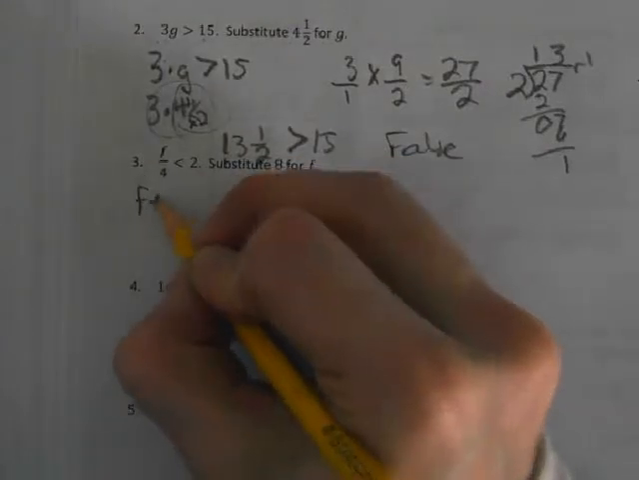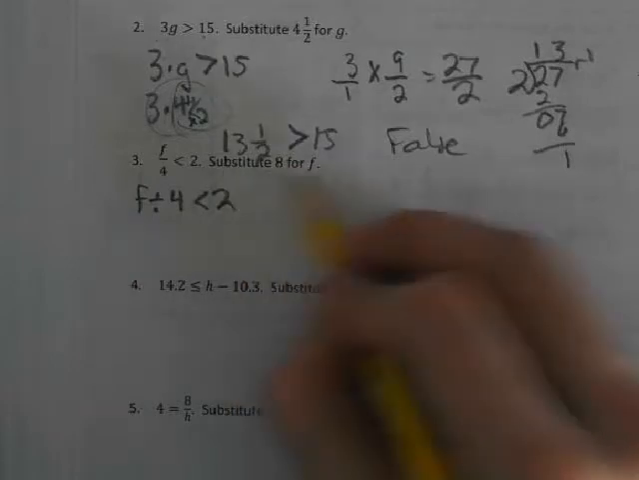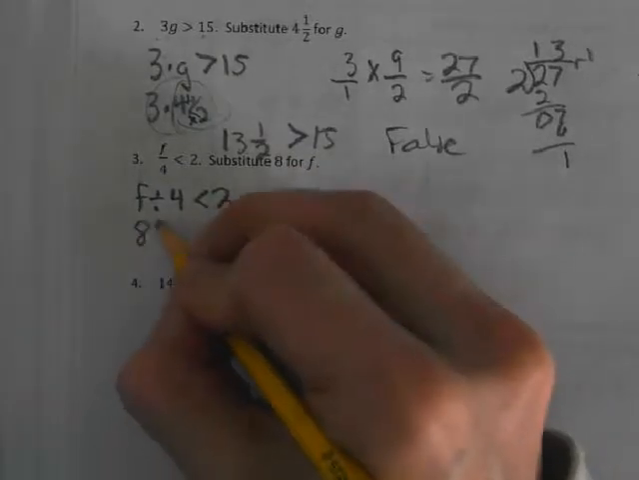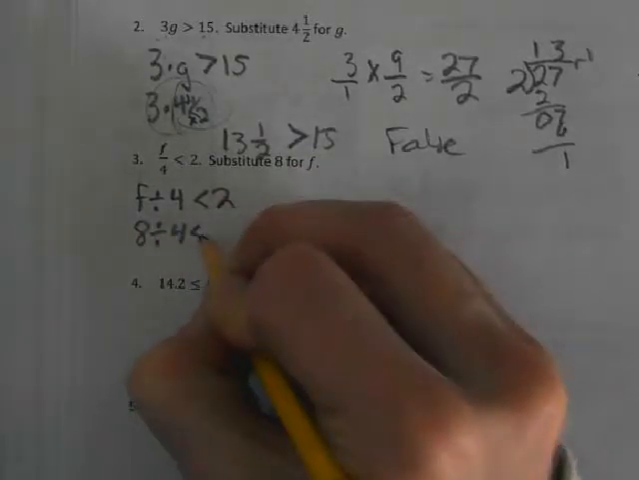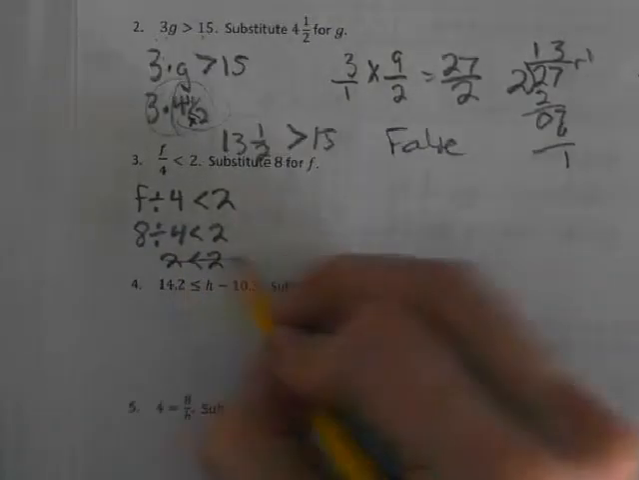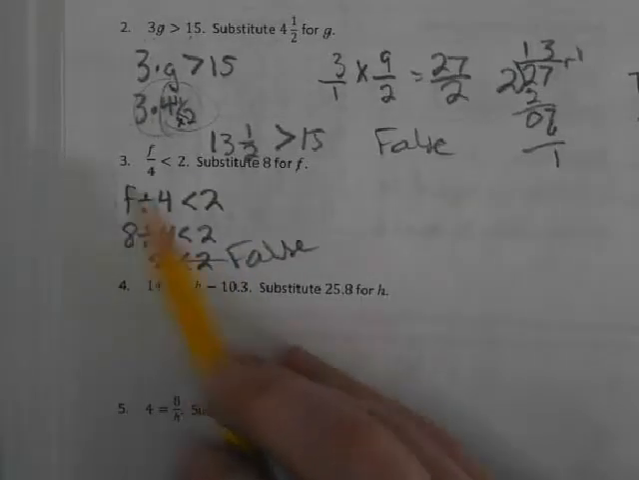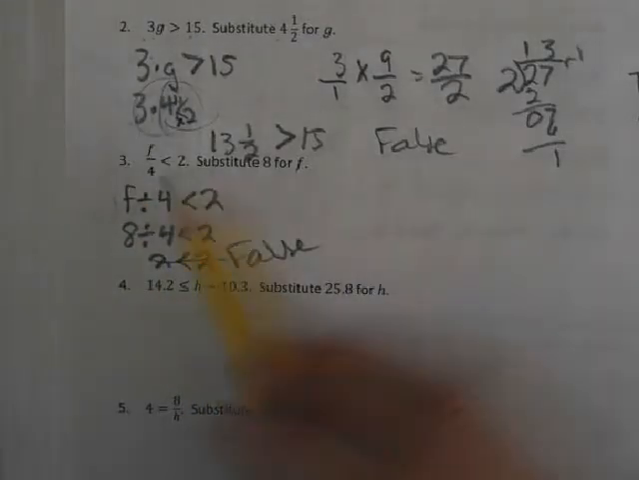Then for number 3, just so that you know what they're doing here, this is division, remember, so a fraction means division. So that's f divided by 4 is less than 2. It says substitute an 8 for f, so I'm going to put 8 divided by 4. They say it's less than 2. 8 divided by 4 is 2. They say that's less than 2. That is false.